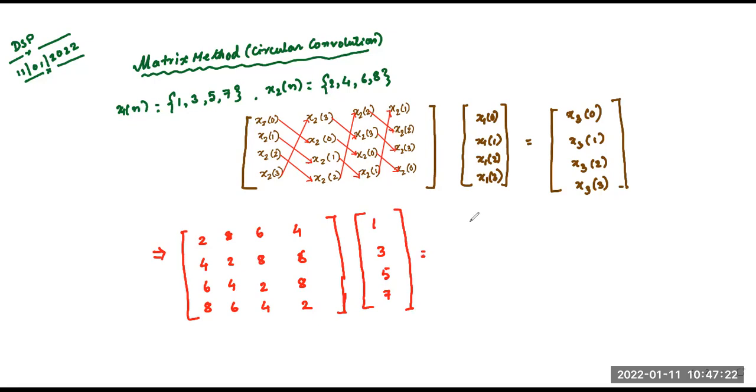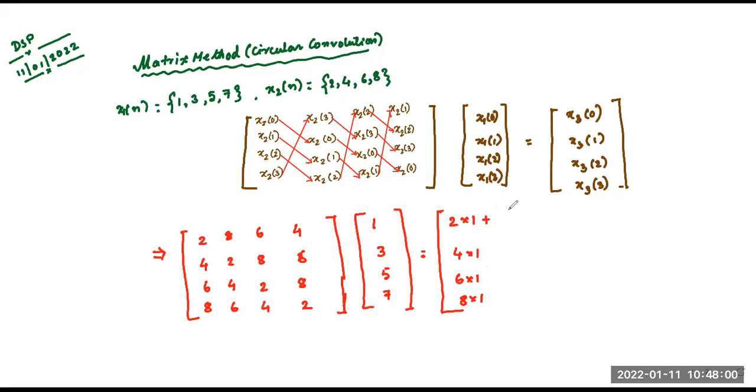Now what will be? There will be multiplications, row column wise multiplication. So 2, 4, 6, 8 will be multiplied first with how much? 1, 1, 1, 1, 1. Then it will be plus.